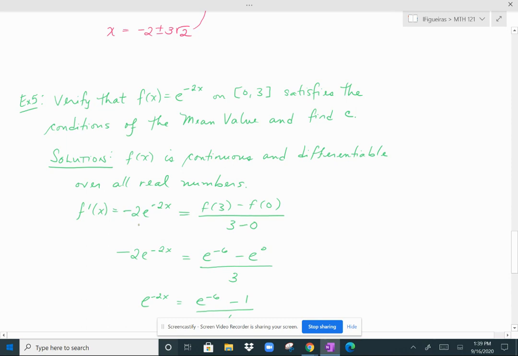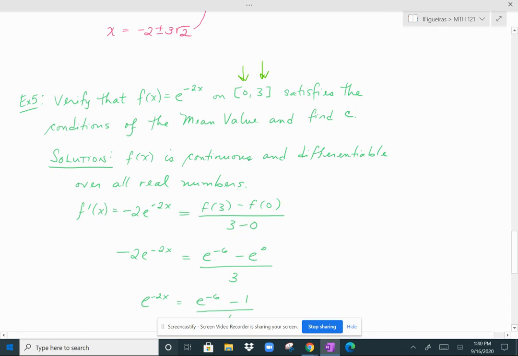So to take the derivative of my function, I have to use chain rule. And so that'll give me negative 2 e to the negative 2x. And then remember, the right side is f of b, which is f of 3, minus f of a, which is f of 0, all over 3 minus 0. So that's the right side of the formula.